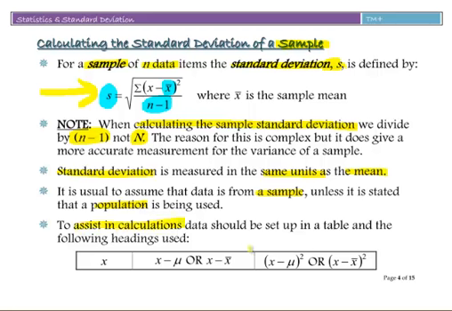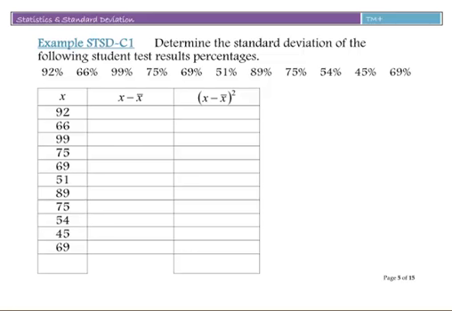To assist in calculations, data should be set up in a table and the following headings should be used. You've got your x value, then x minus mu if you're talking about a population, or x minus x bar if you're talking about a sample, and then you have to square whatever the values are. So let's look at an example. Determine the standard deviation for the following student test percentages.